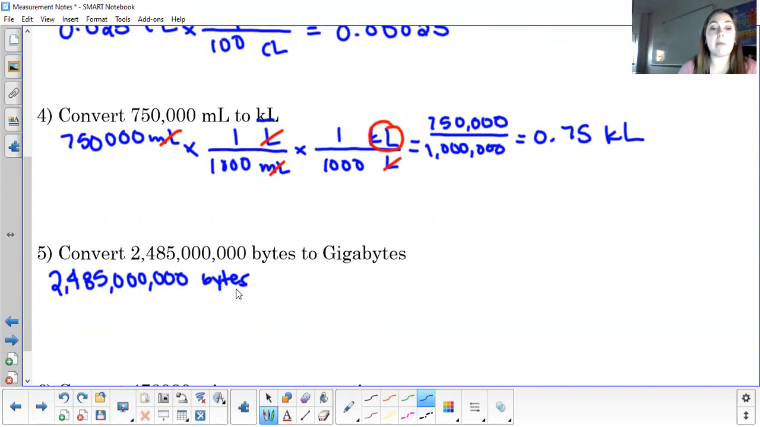All right, so I've got this many bytes, and I'm going to go from bytes. So bytes is going to go on the bottom. I'm going to go to gigabytes.